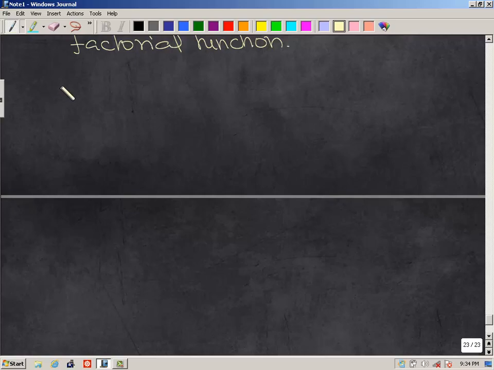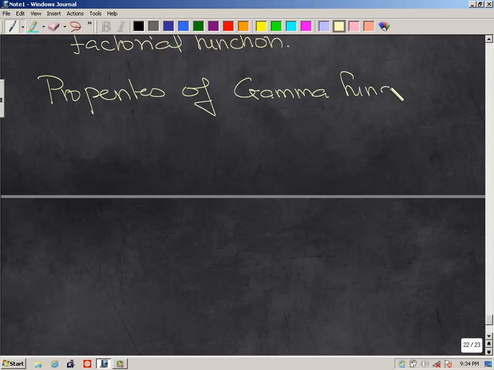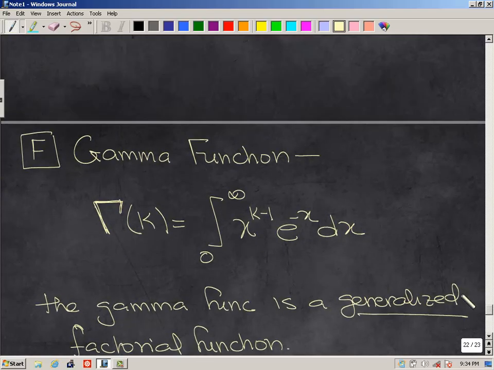Okay, so here are some properties of the gamma function. Just because of time, I'm not going to prove anything. If you are interested, always shoot me an email and I'll show you how to do all of these properties. So the first property of the gamma function is gamma of 1 is equal to 1. You can use this formula here, replace k with 1, and you can figure it out.